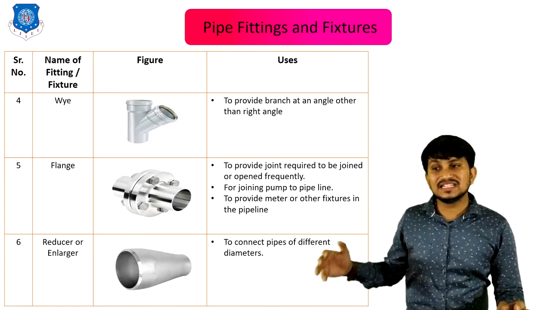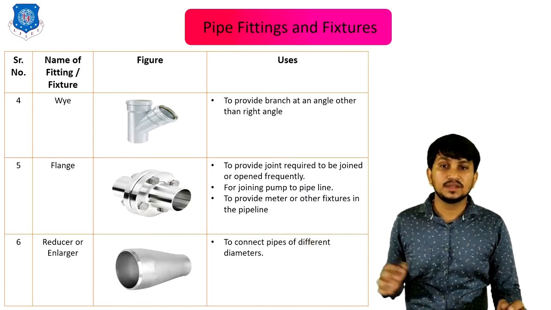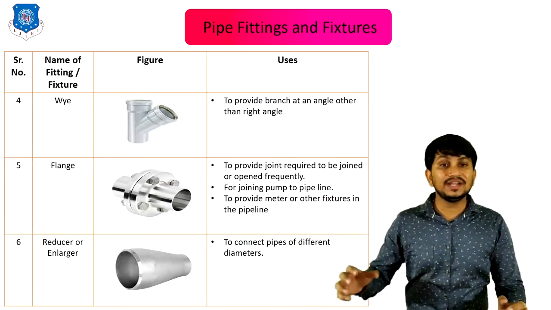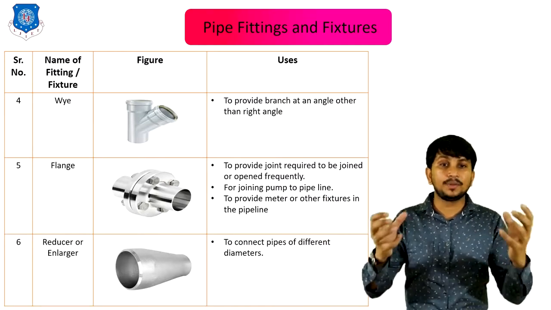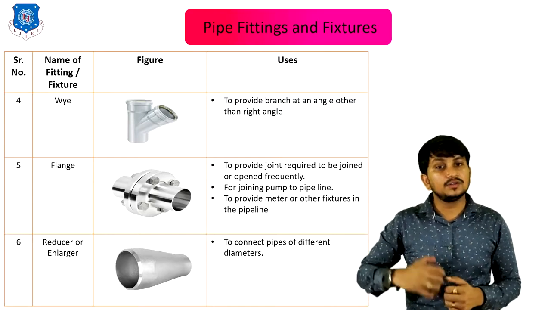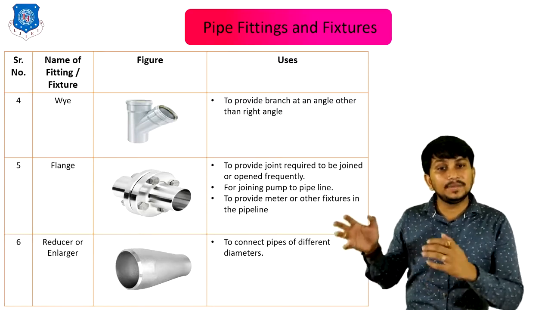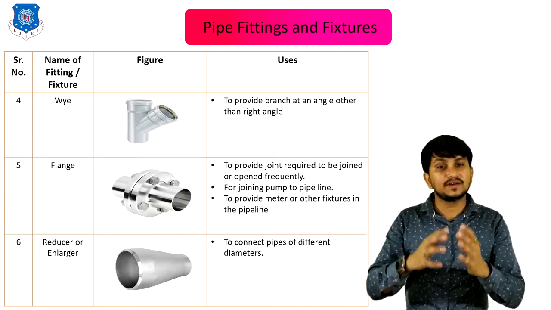Fifth is flange type of fixture. You can clearly see the flange type of fixture. It is used to provide joint required to be joined or opened frequently, for joining pump to pipeline. It is used to provide meter or other fixtures in the pipeline.